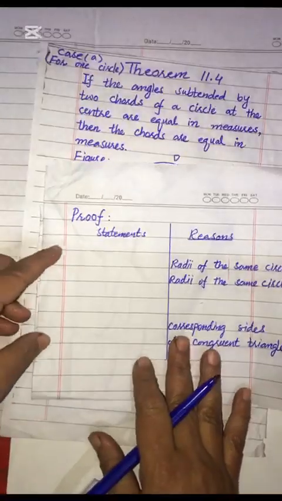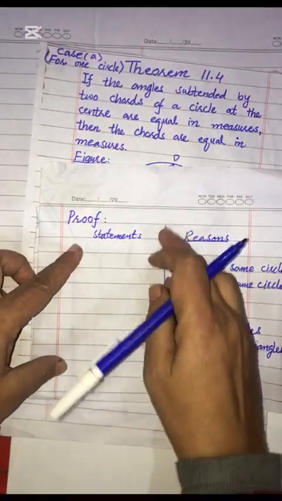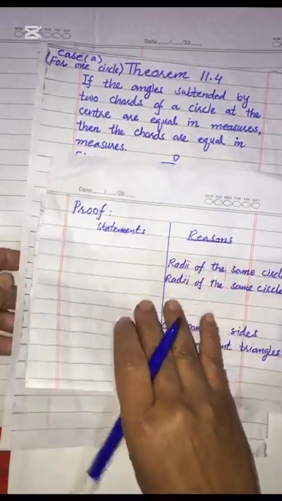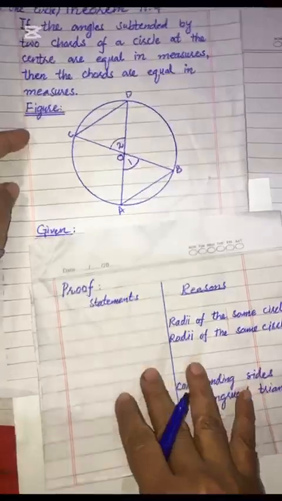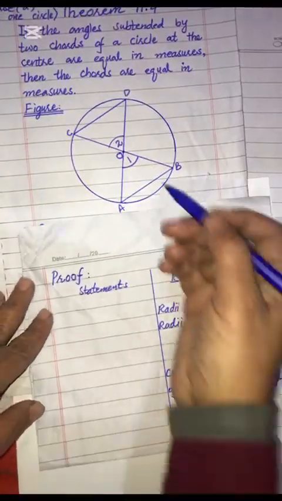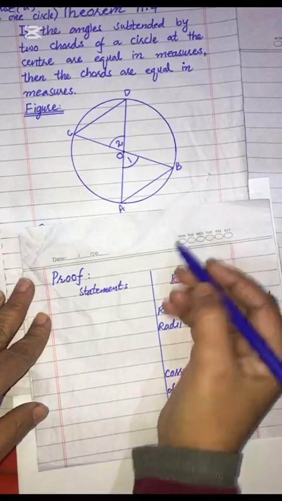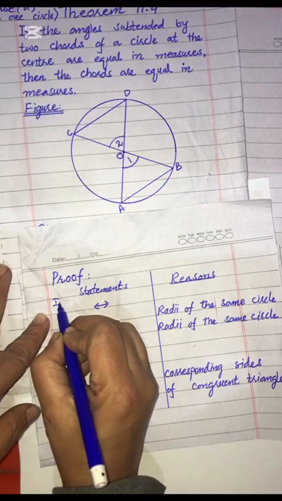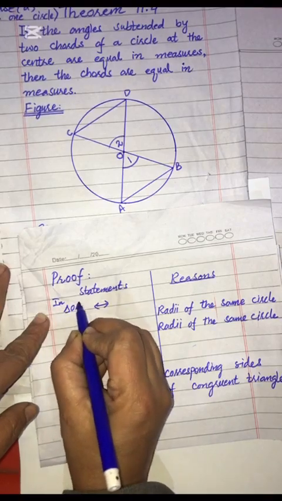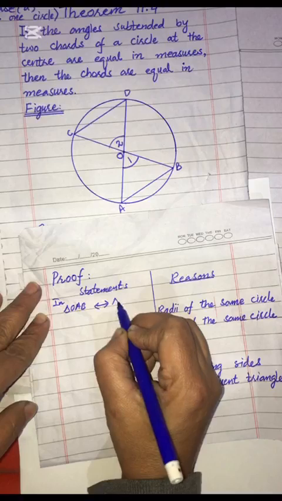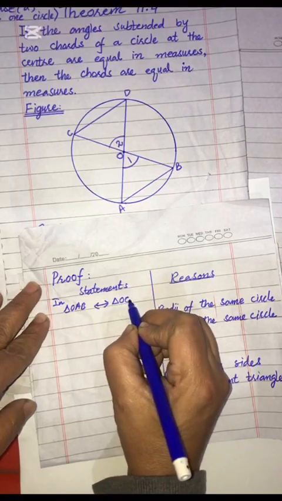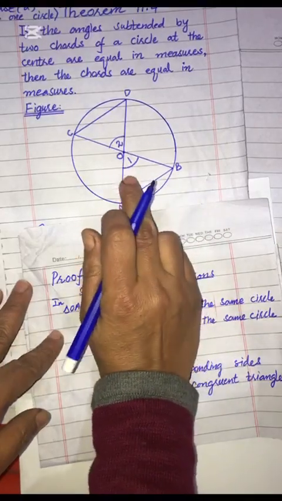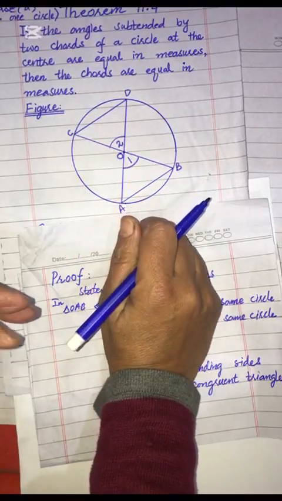So when we are going to write the proof, we will make the two columns: statement and reasons. Here we will write the statements, and we have to check the correspondence between the two triangles. What we have to check? The correspondence in triangle OAB and triangle OCD. When we are going to check the correspondence between two triangles, we have to compare the three elements.